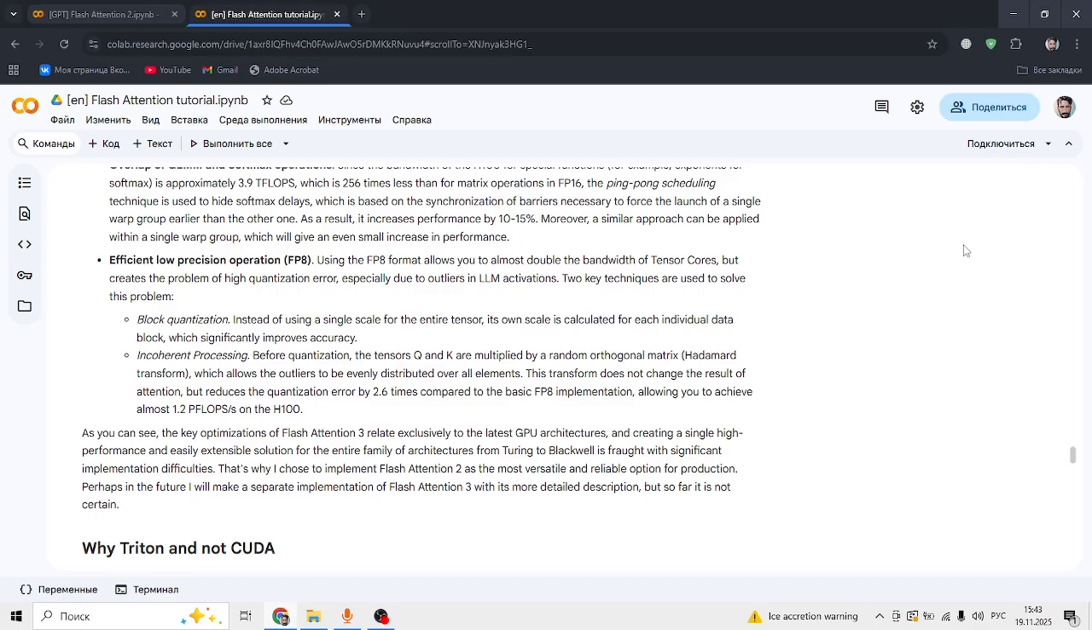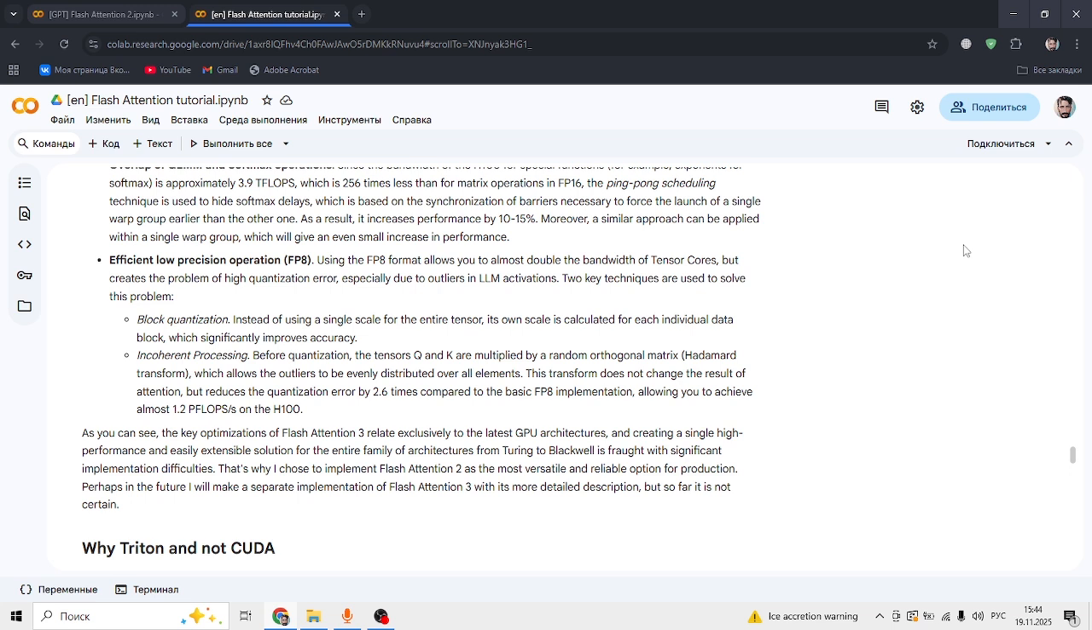And this technique has some problems, and to improve this, there are two approaches. One of them is block quantization, and the second one is incoherent processing. Incoherent processing uses the Hadamard transform. What it means is that before quantization, the tensors Q and K are multiplied by a random orthogonal matrix, and it allows the outliers to be evenly distributed over all the elements.